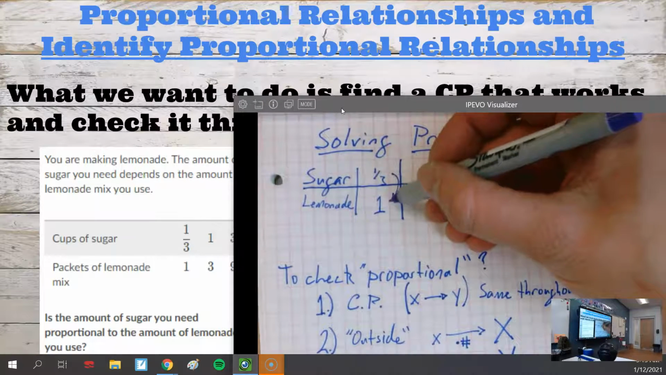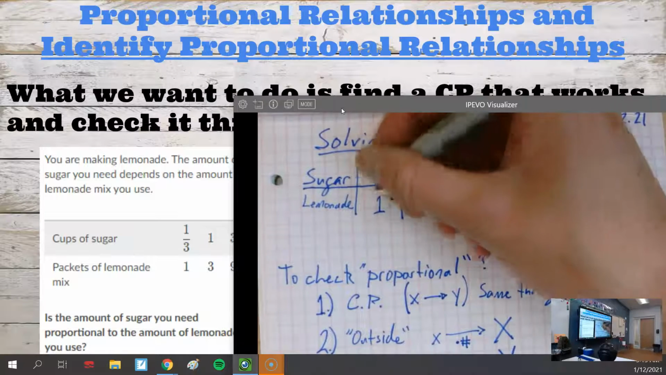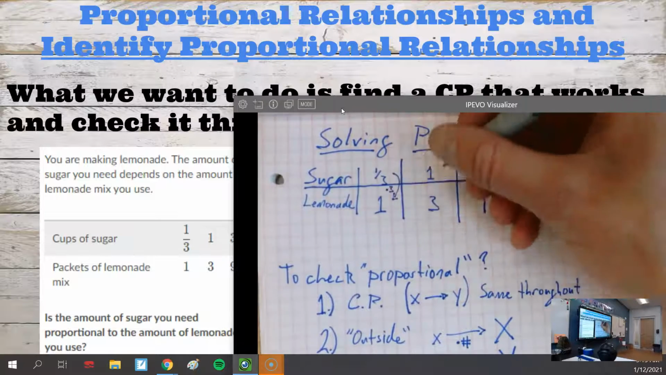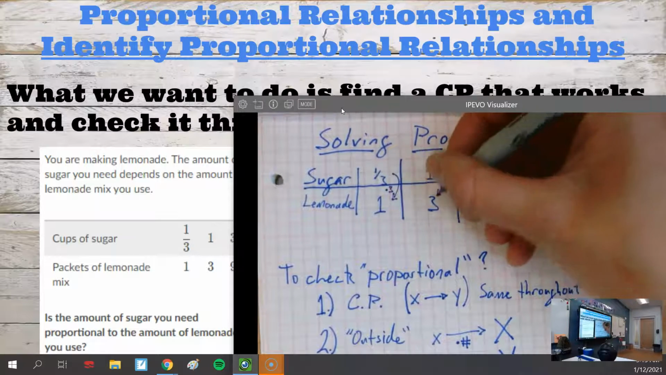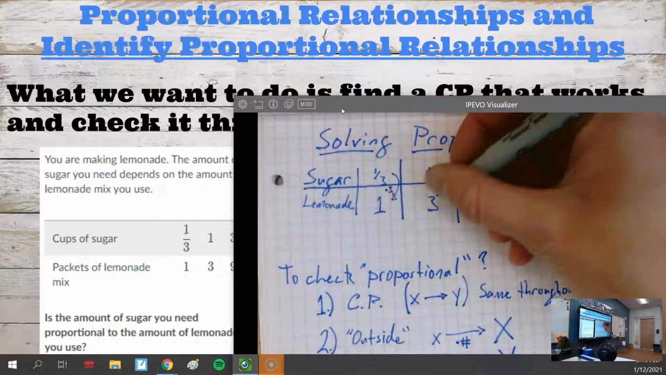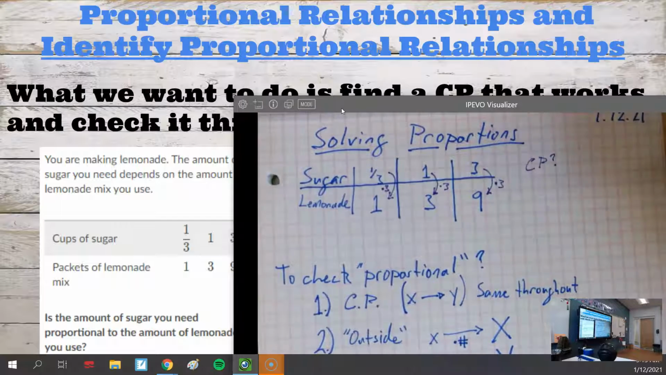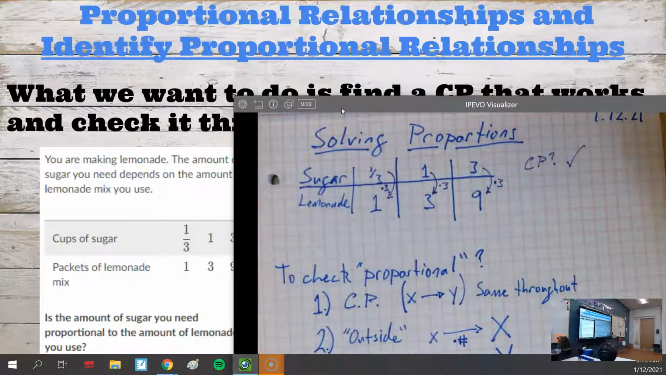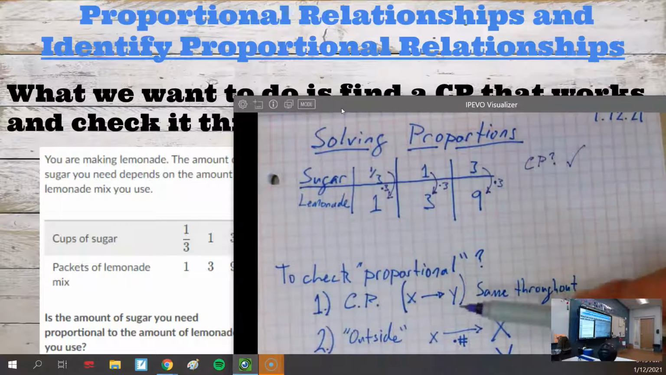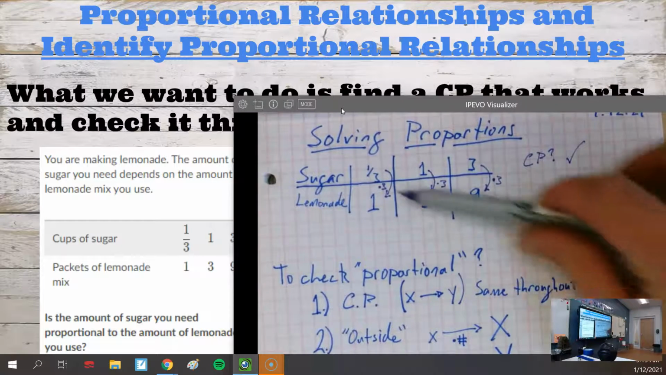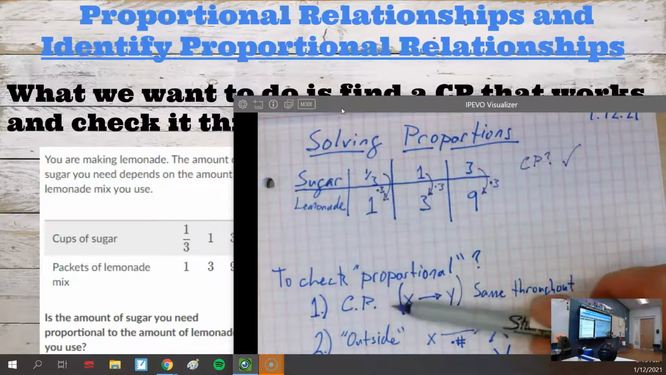What multiplication here? Times 3, right? How do we go from 1 to 3? Times 3. How do we go from 3 to 9? Times 3. Sweet. So the constant of proportionality is 3. We can put a check next to this because it passed. Right? If we're checking, is this table proportional? This passed.